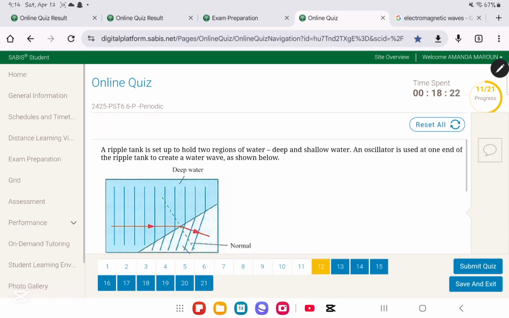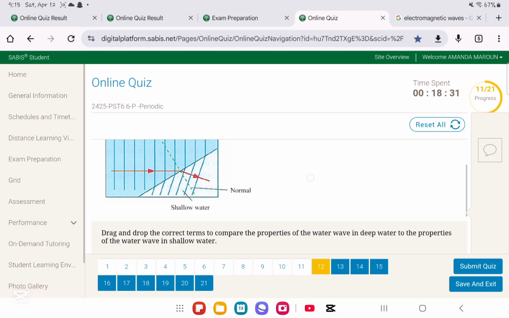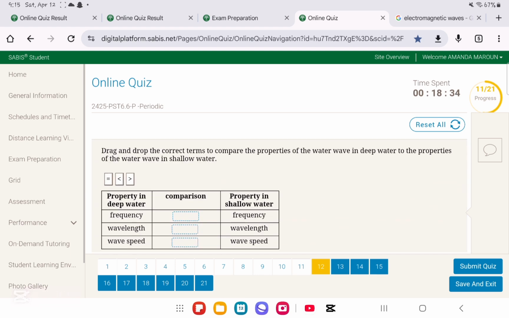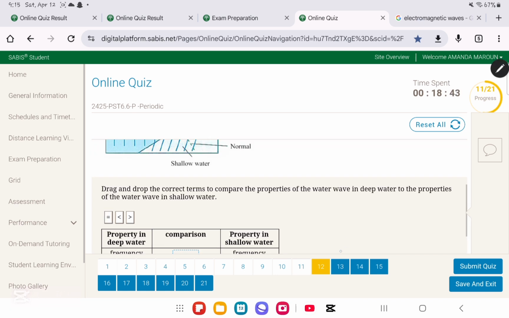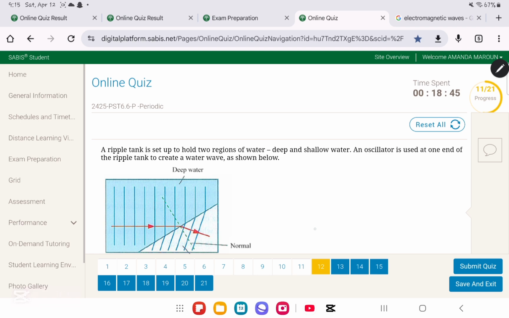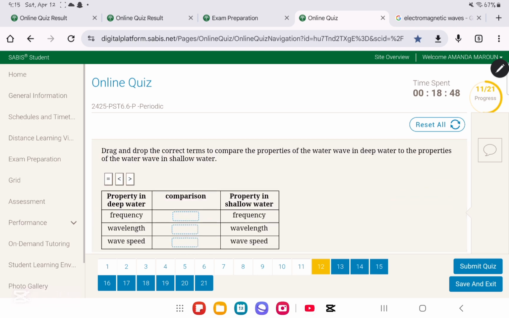They told us a ripple tank is said to hold 2 regions of water, deep and shallow water. An oscillator is used at one end of the ripple tank to create a water wave as shown below. Drag and drop the correct terms to compare the properties of the water wave in the deep water to the properties of the water wave in the shallow water. So because we are dealing with what? We're dealing with the waves in deep water and shallow water.